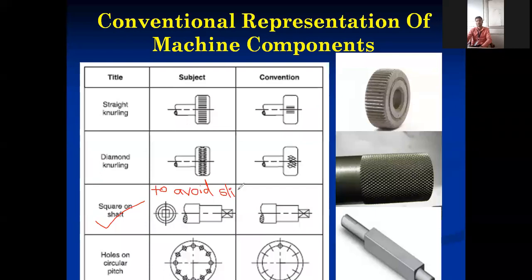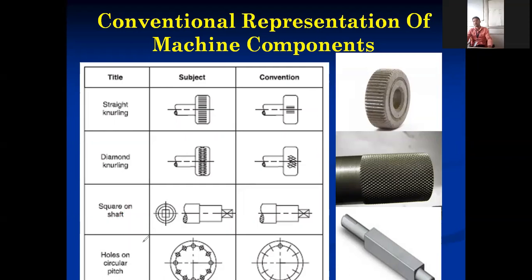To avoid the slip, most important. Once we want to avoid the slip, it means there is a shaft and there is a mounting. Something will be mounted on the shaft. That is the purpose while power transmission. It may be a pulley, gear, sprocket, etc. To avoid the slip, that is the purpose of square on shaft. Okay, so you remember this thing.